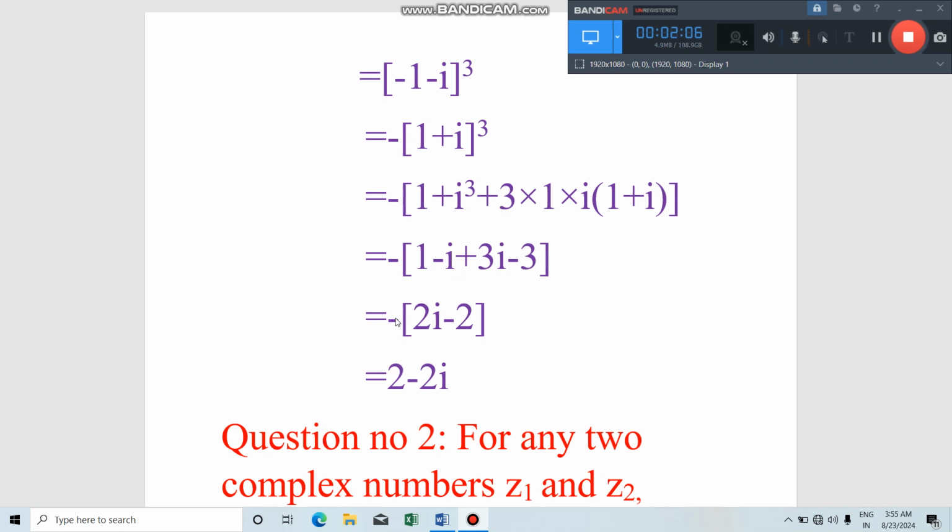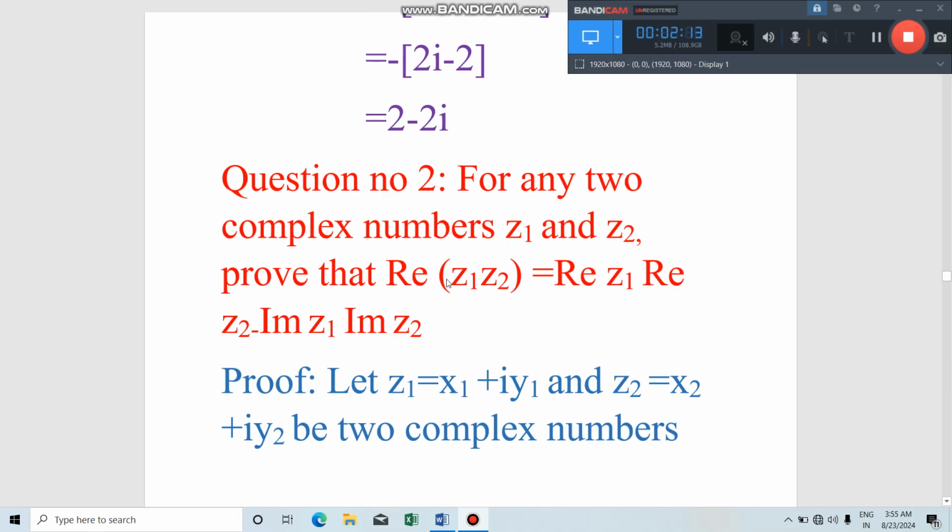Now minus, plus 2, minus 2I. So the answer will be 2 minus 2I. Next question, question number 2.